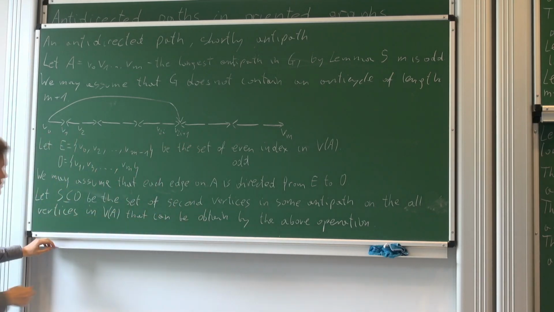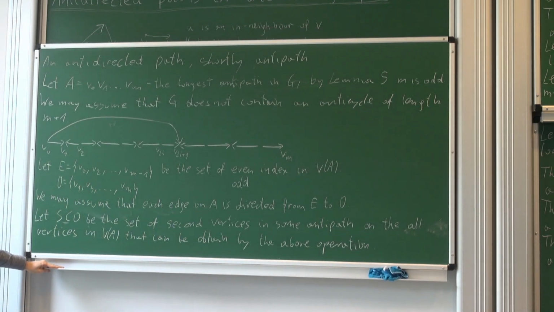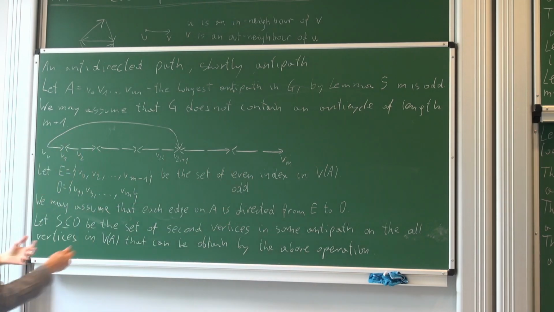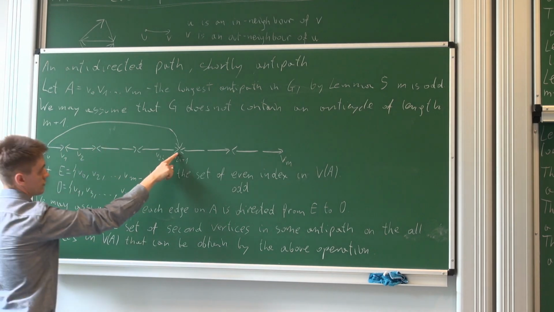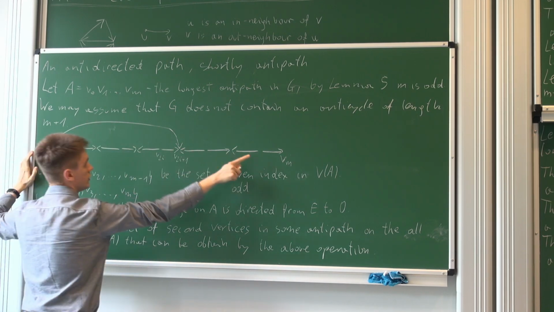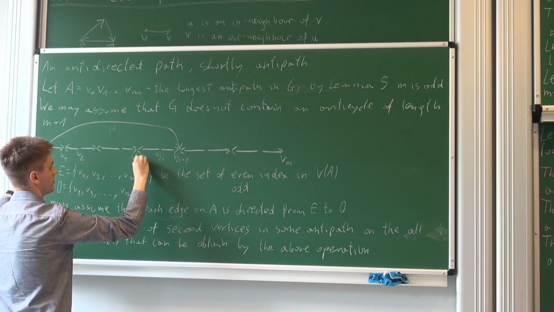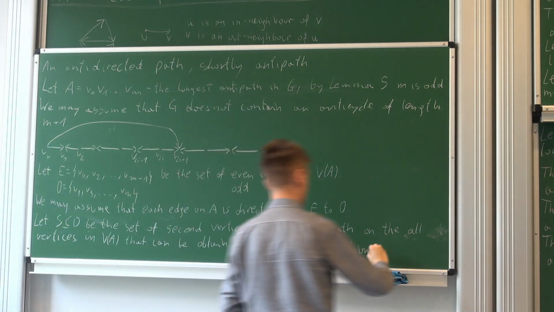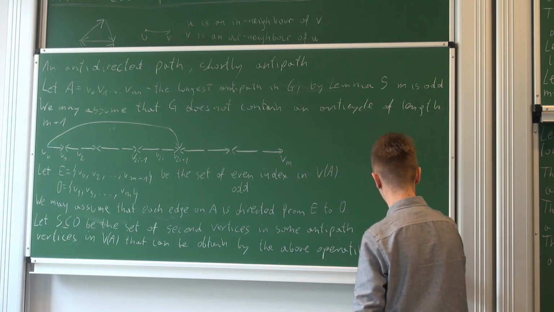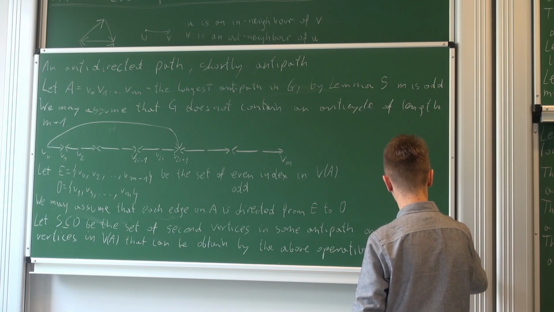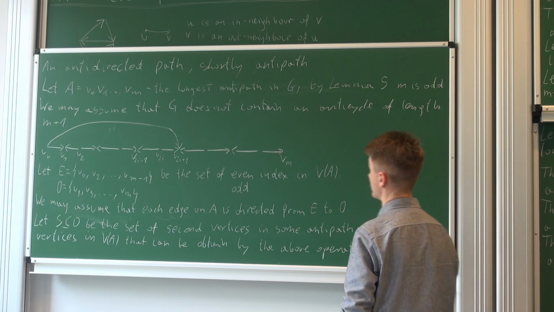That's the second set of second vertices. Yes, for instance, V1 is second, because it is performed as a second vertex in this antipath. Similarly, if you have the edge V0, V2i plus 1, then V2i is the first vertex on this antipath, and then V2i minus 1 is second. So V1 and V2i minus 1 are second.